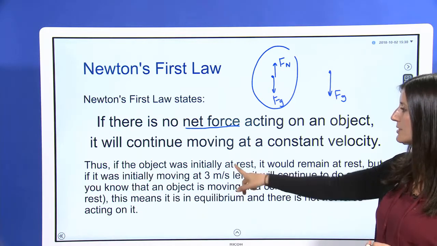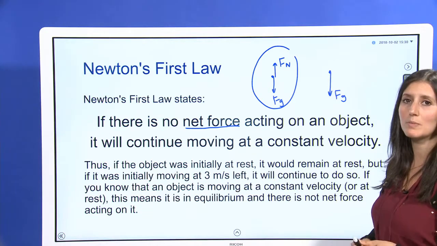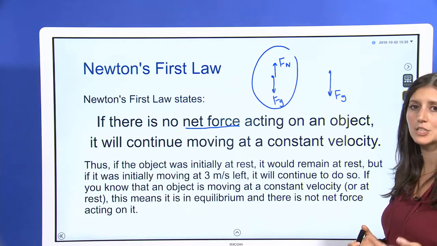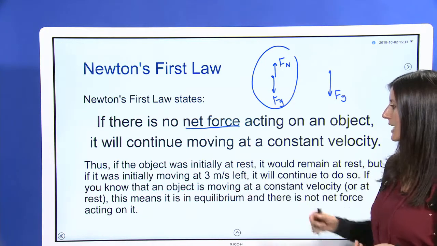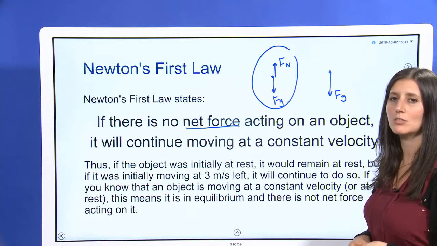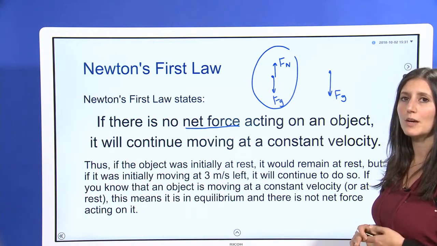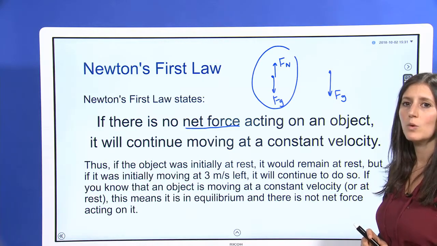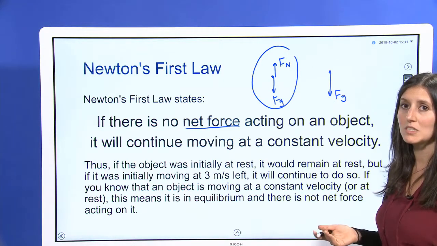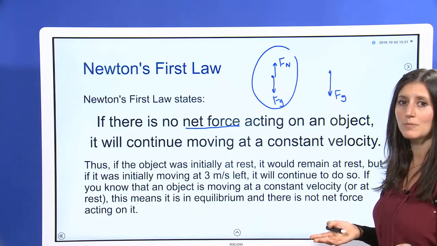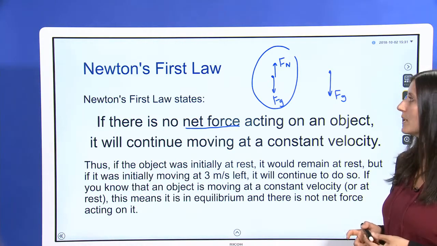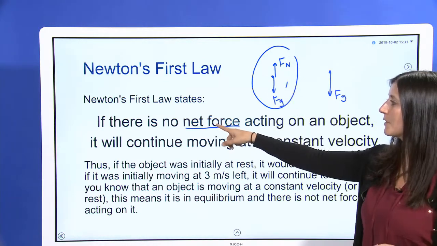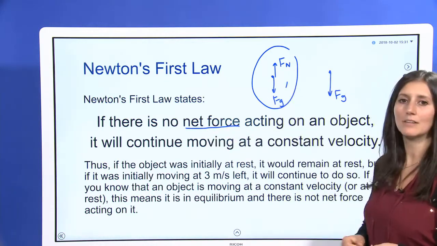So thus, if the object was initially at rest, it would remain at rest. But if it was initially moving at a velocity, such as 3 meters per second left, it will continue to do so. If you know that an object is moving at a constant velocity, or that it's at rest, which means the velocity is constant at 0, then that means it's in equilibrium, which means all of the forces cancel out and the net force is 0, like it is here.